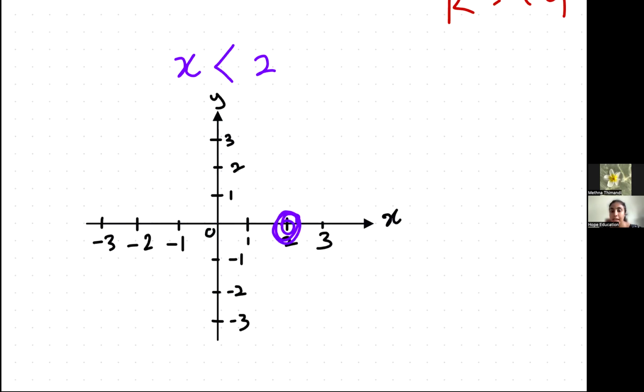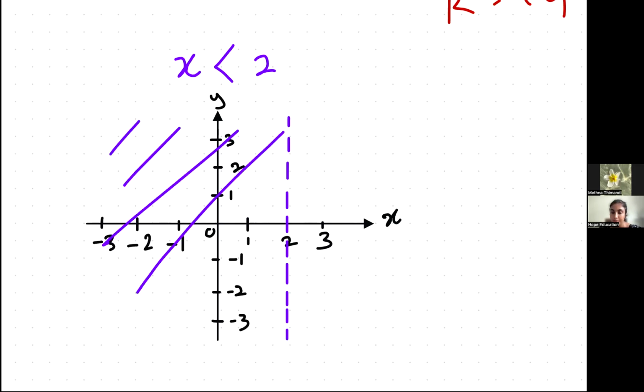What do I do? I draw a dotted line going through 2. I draw a dotted or dashed line going through x equals 2. Now this doesn't say x equals 2, it says x is less than 2. So the part of the x axis less than 2 is this part. So when it says x is less than 2, that means they are talking about this entire region. Is it clear, Mitna?